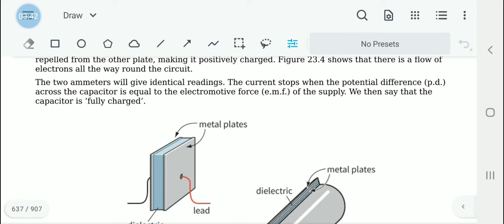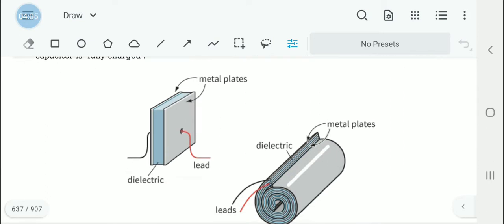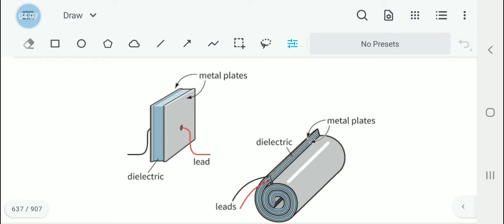When the capacitor is fully charged, the current stops, and there is no net flow. The potential difference across the capacitor is equal to the electromotive force. When the potential difference across the capacitor is equal to the EMF of the supply, then the capacitor is said to be fully charged.